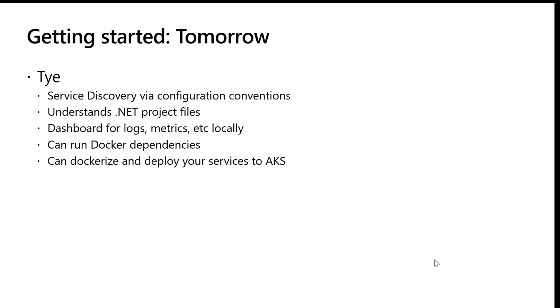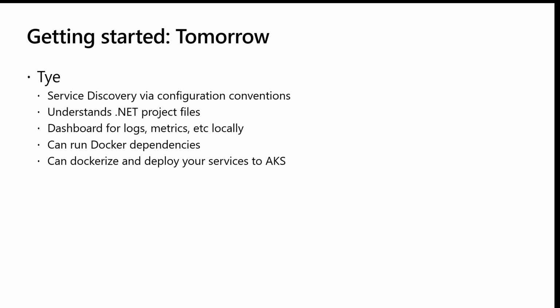And as such, we started to work on this TIE experiment. And so what you've seen is TIE consists basically of service discovery via configuration conventions. So you saw that configuration.get service by name code. It understands all your .NET project files. All I did was run TIE run on a solution. Because it deeply understands .NET, it's capable of doing a lot for you, and we're going to see more of how that benefits you in a moment. And then it gives you a good dashboard with logs and metrics and everything locally. We didn't really look into that, but I'll show it to you in the next demo as well. And it can run Docker dependencies, and it can Dockerize and deploy your application to AKS, is what TIE does.